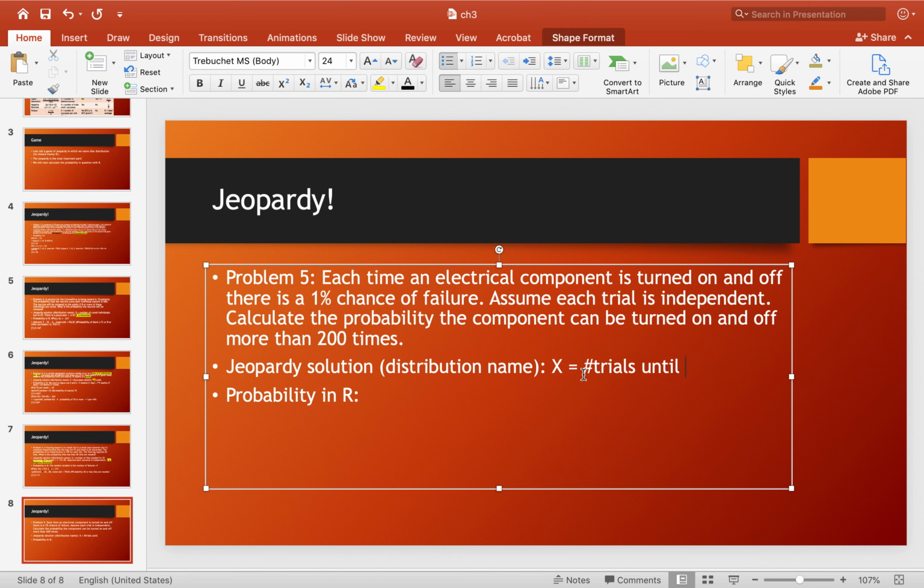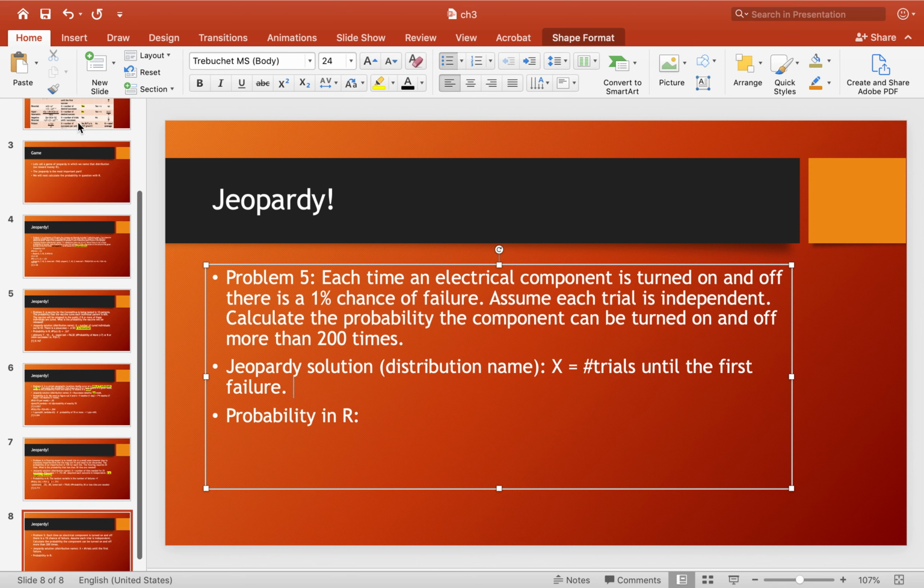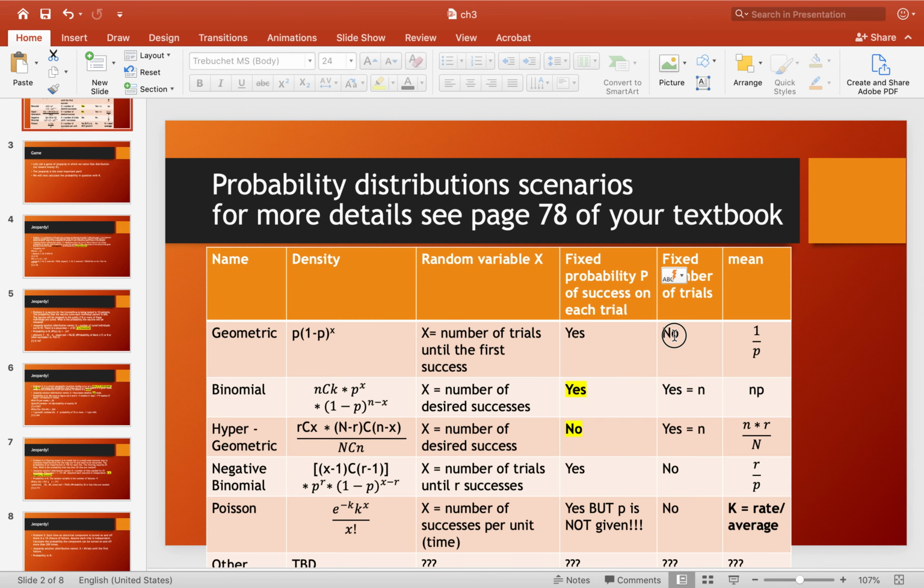until it can't be turned on or off, which means it has to fail. And it can't fail more than once, because once it's broken, that's the first failure. And so when I look at this number of trials, that's my random variable. It's not fixed. So is there a fixed number of trials? No, no, no, but I need the first success.